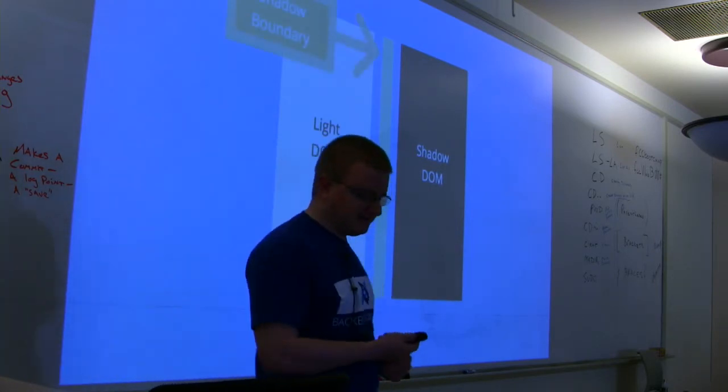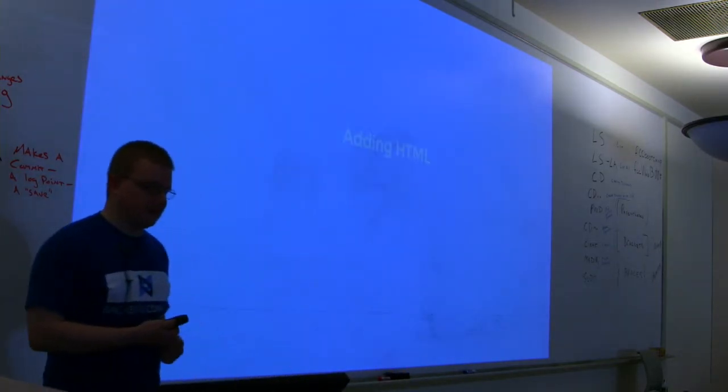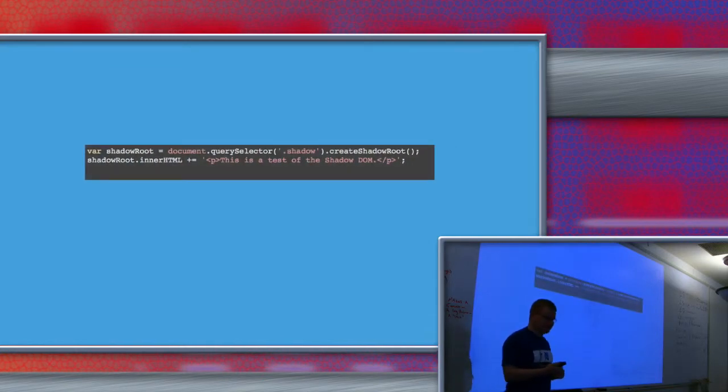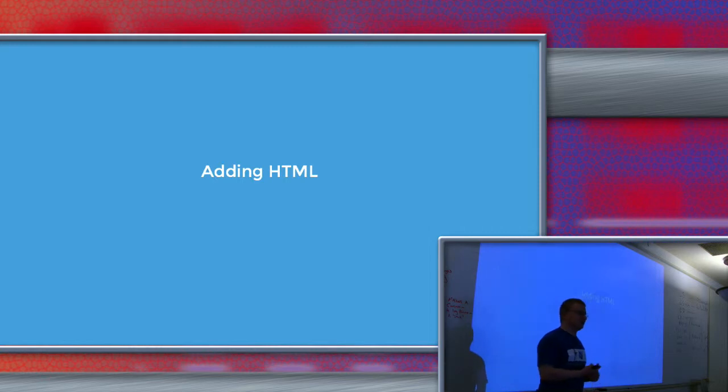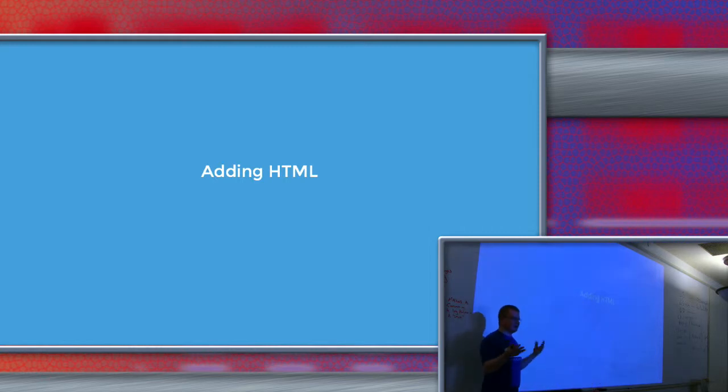And the shadow boundary. All right, so adding some HTML. Once I have a shadow root, I want to put HTML into it. I want to add some nodes underneath, otherwise the shadow root's going to do nothing, it's just there.